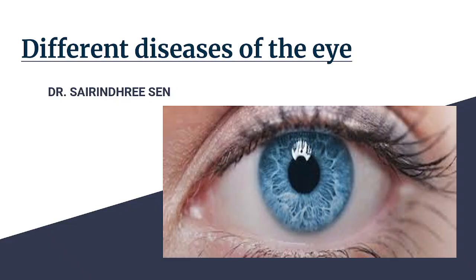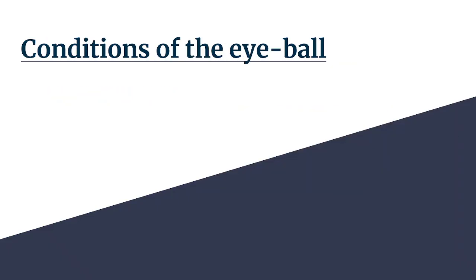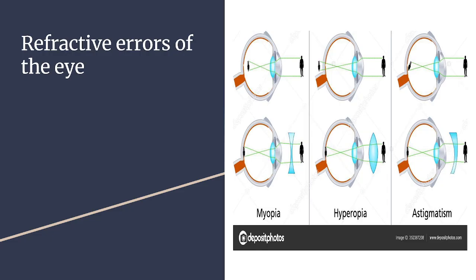Today we shall learn about the different diseases of the eye. Now we have divided them into various groups based on the conditions of the various parts of the eye. So let us begin with the conditions of the eyeball. These are the refractive errors of the eye: myopia and hyperopia.